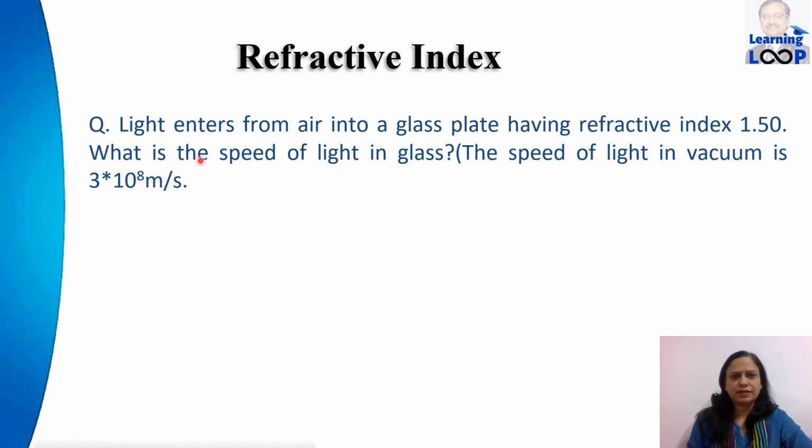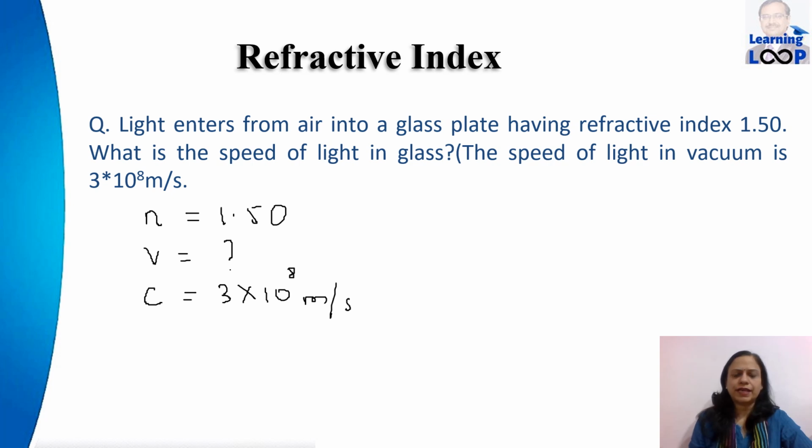In the question, light enters from air into a glass plate having refractive index 1.50. What is the speed of light in glass? So as I said earlier, what is given to us in the question? We have been given that the refractive index, that is n, is 1.50, and we have to find out the speed of light in glass, and we know the speed of light in air or vacuum is 3 times 10 raised to the power 8 meters per second.